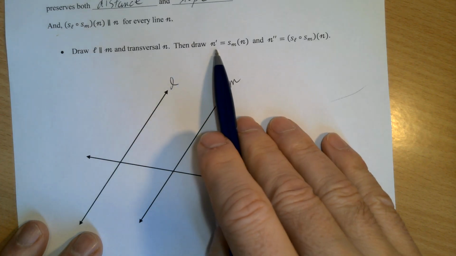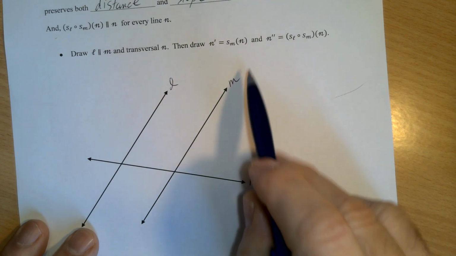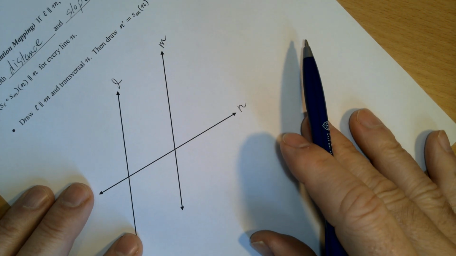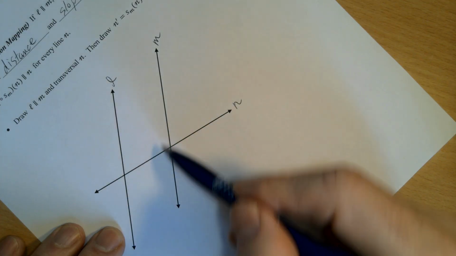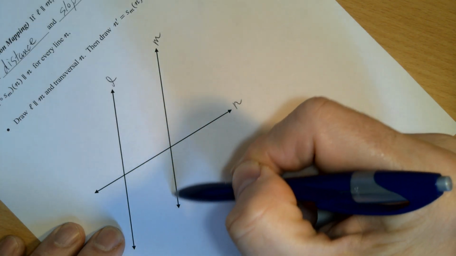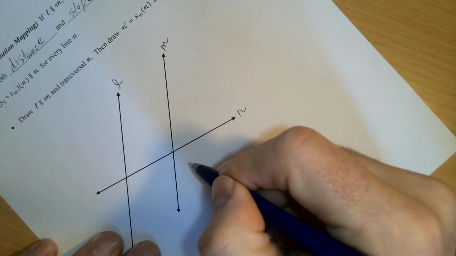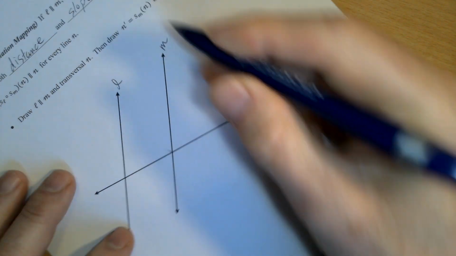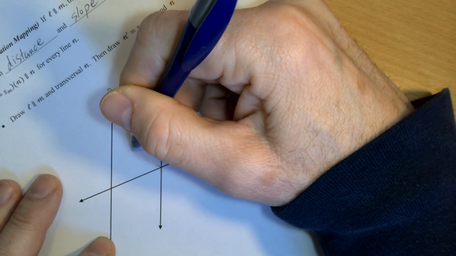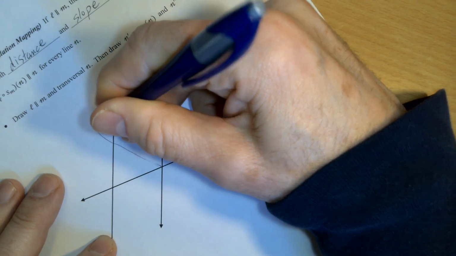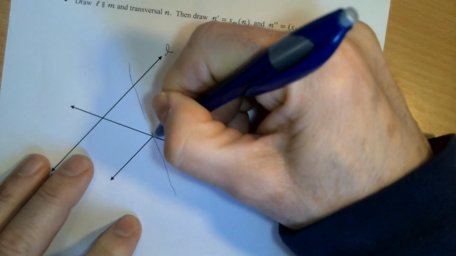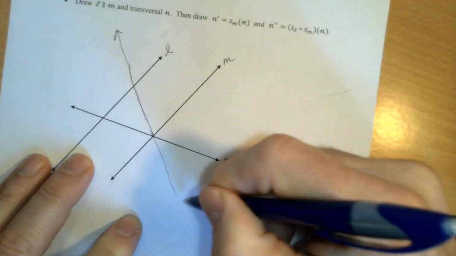All right, first thing we're going to do is draw N prime, which is the reflection of line N around the line M. So if I'm going to reflect this line N around M, I made M look like a vertical line. I need to do the best I can here. If I reflect it around, the mirror image is going to look something like this. It's not going to be exact, but something like that.